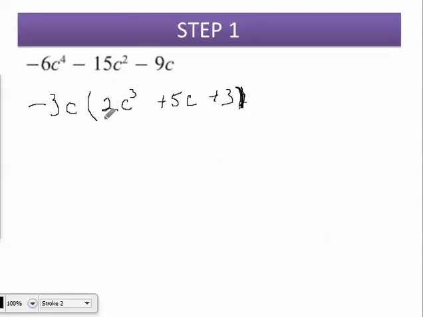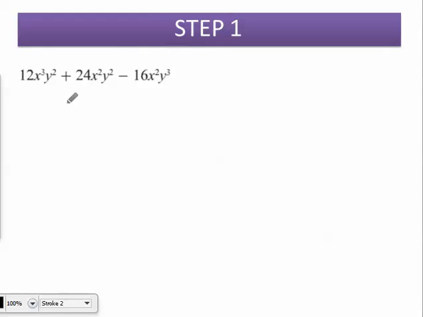Negative 3c times 2c cubed times 5c plus 3. Once again, distributive property. Negative 3 times 2 gives me negative 6c to the fourth. Negative 3 times 5 gives me negative 15. C times c gives me c squared. Negative 3 times 3 gives me negative 9. C times 1 gives me c. Cool. Okay? Let's try another one here.